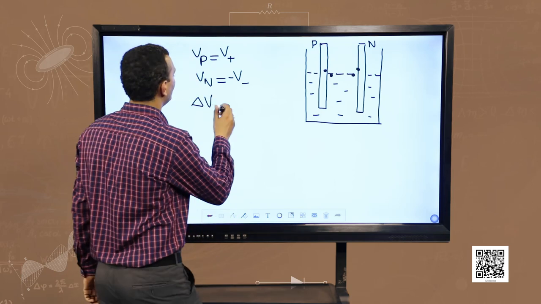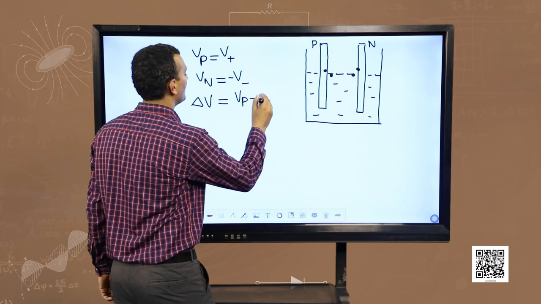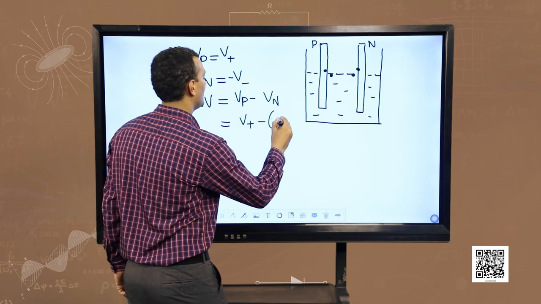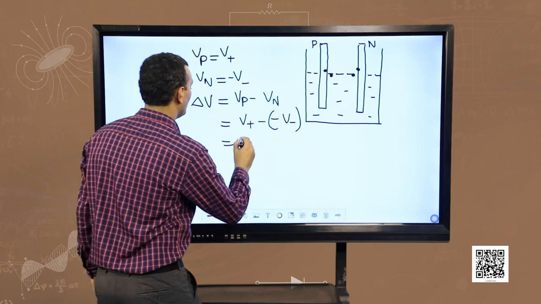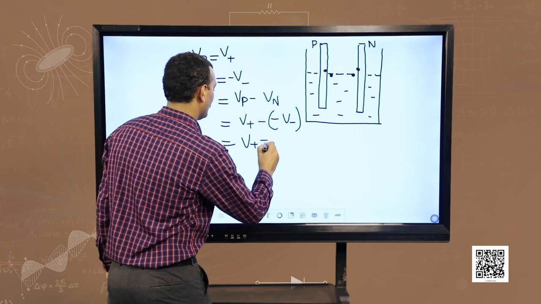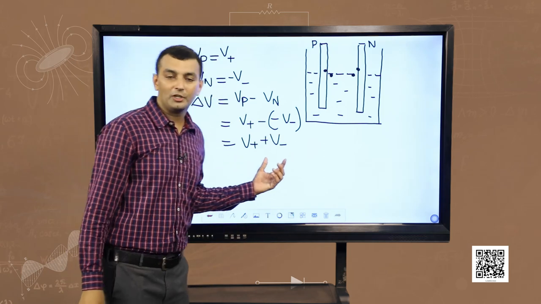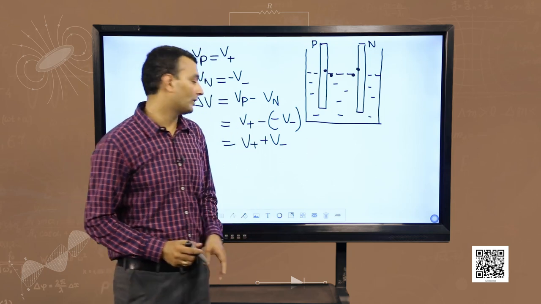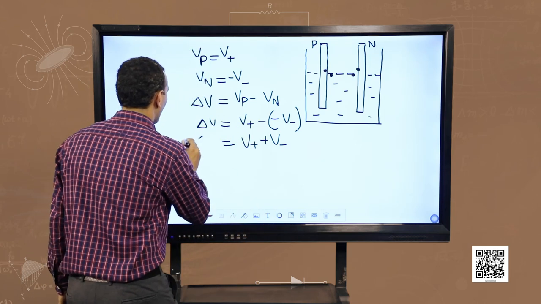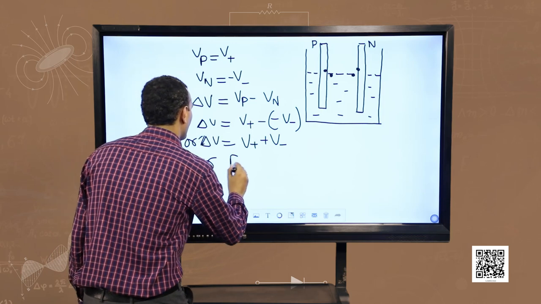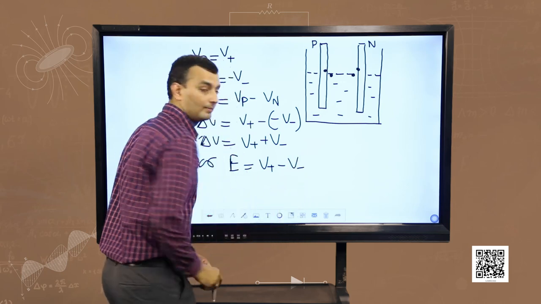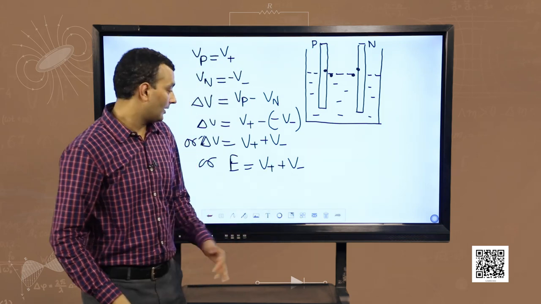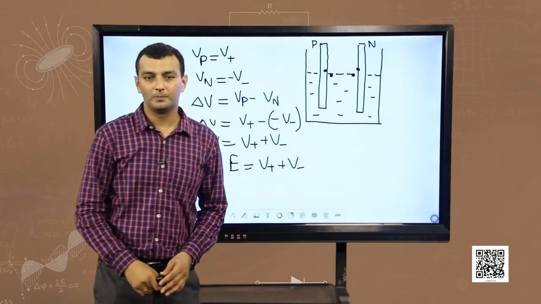The difference of the two potentials is Vp minus Vn, which becomes V plus minus (minus V minus), and it becomes V plus plus V minus. This potential difference between the two electrodes is termed as the electromotive force of the cell, and it is denoted by E. Thus V plus plus V minus is greater than 0.